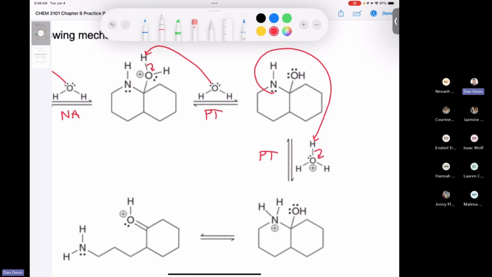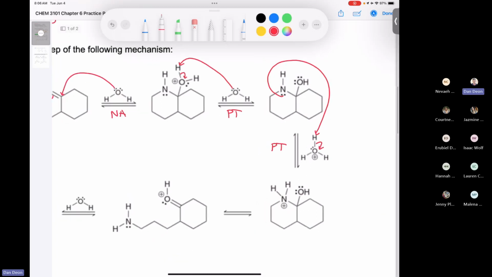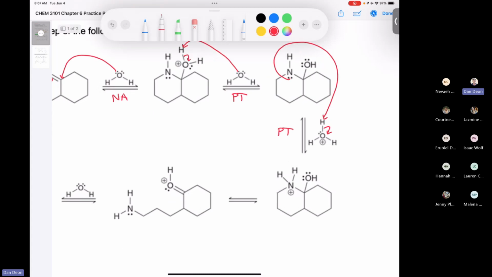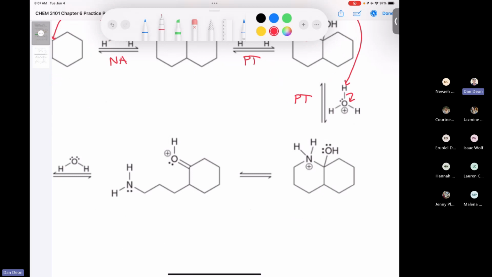We're going to put the lone pair back on the oxygen, and there we have it. Now, the next part here might be a little bit tricky for you, but what's happening is you're going to open up the ring. You can see that the nitrogen ends up over here, but it was part of the ring. So where are we breaking the bond?